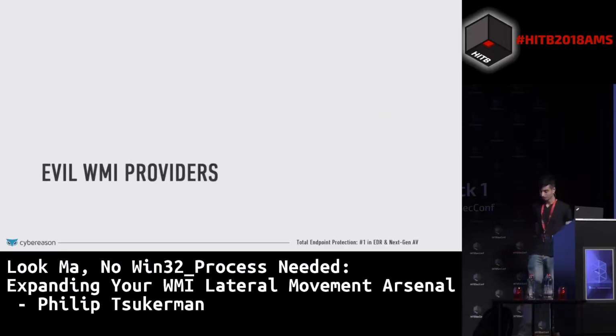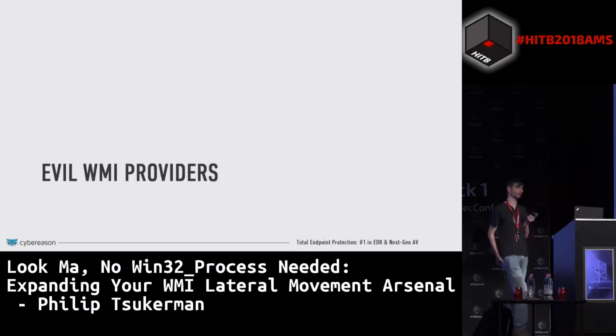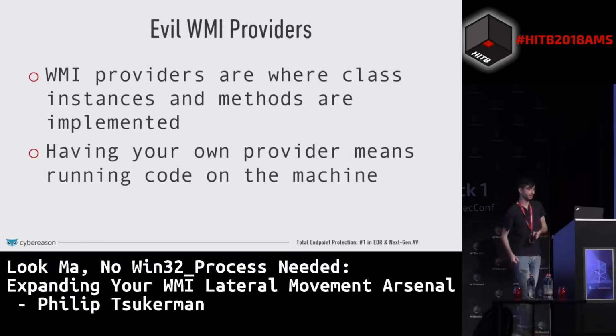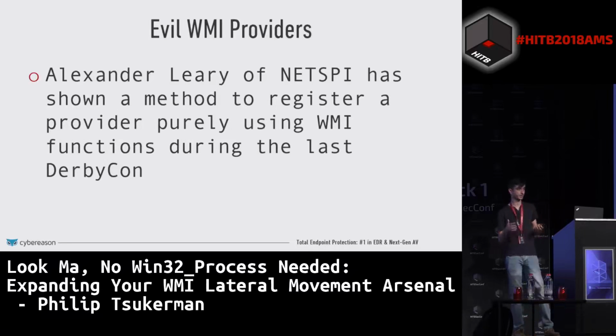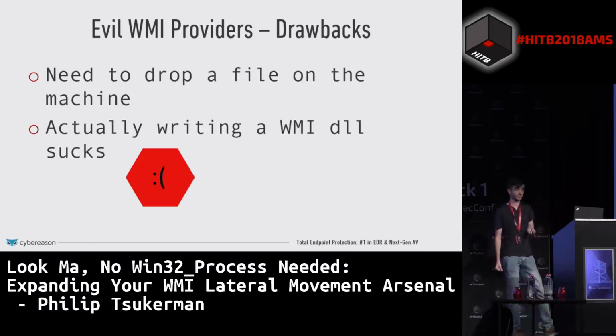So another way to run your code remotely is by using evil WMI providers. These providers, as I've said, are where class instances and methods are actually implemented. And this means that if you have your own provider, which is mostly a COM DLL or a COM exe, and you can run it, you're basically running code on the machine. A guy called Alexander Leary showed during the last DerbyCon a way to register a WMI provider using only WMI functions, which means you don't need to run any kind of code on the machine first and just communicate with it through the WMI interface. This means that we can install a new provider. Cool. But this method has a couple of drawbacks.